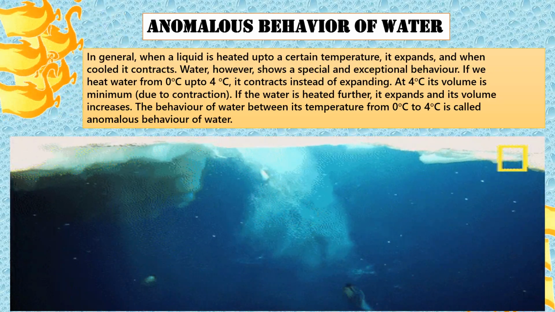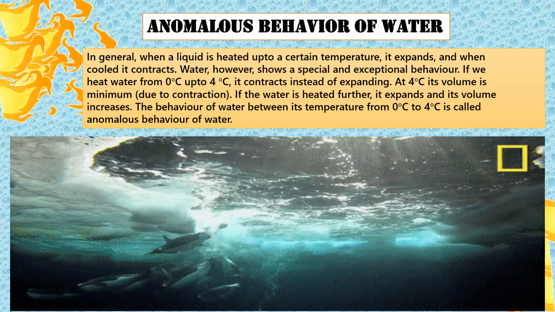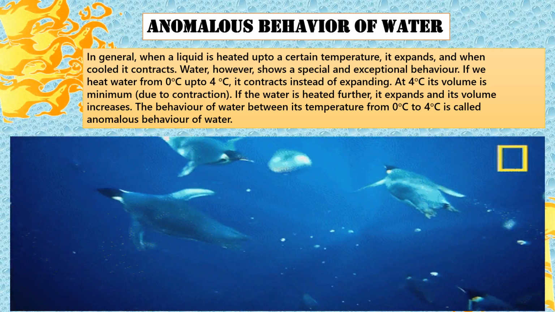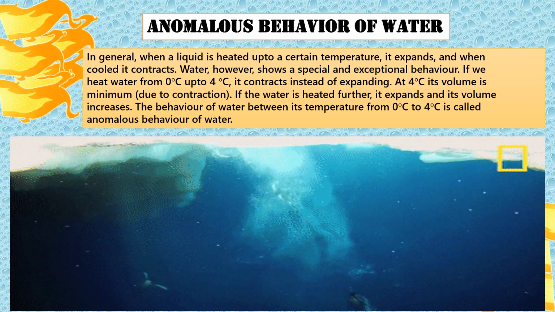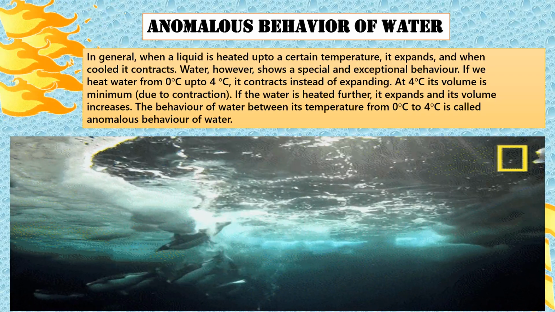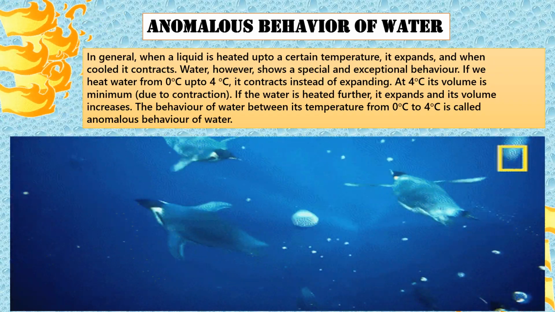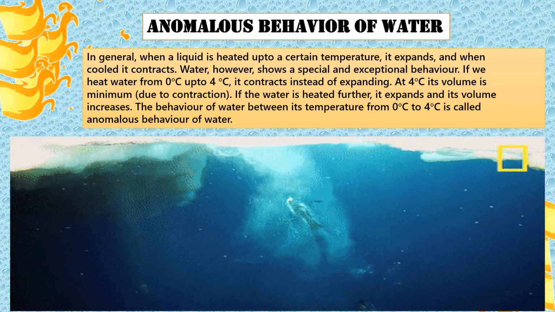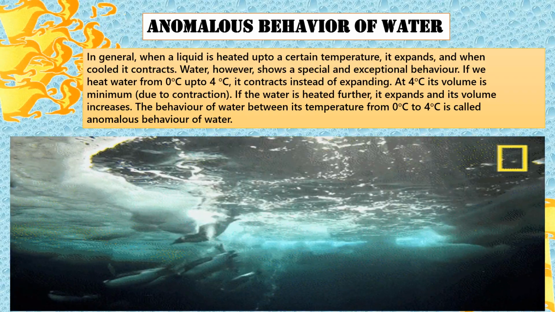At 4 degree centigrade, its volume is minimum due to contraction. If the water is heated further, it will expand and its volume increases. The behavior of water between its temperature from 0 degree centigrade to 4 degree centigrade is called anomalous behavior of water. Okay, so anomalous behavior of water is something which is very useful in nature, that we'll be explaining later ahead. But in order to understand how this anomalous behavior of water works, we'll be understanding it with the help of an experiment, that is Hope's experiment. So let's see that.